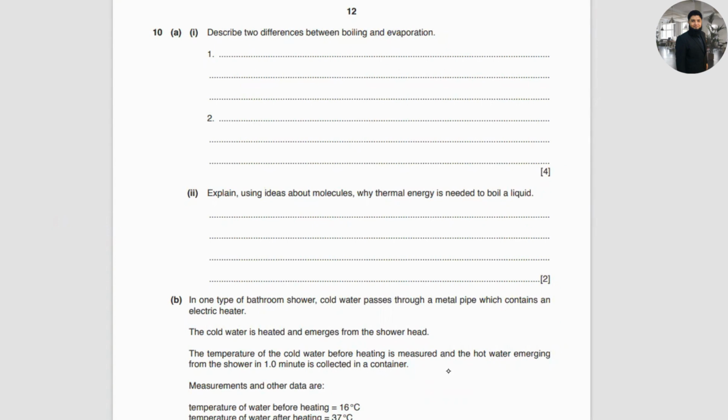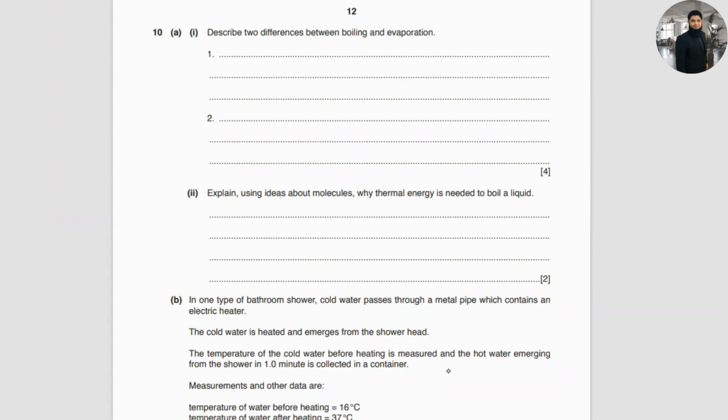temperature. Now, boiling occurs within the liquid, and evaporation can cause, you can say, cooling effect also by wind. अगर आप point 2 को ये लिखना चाहते हैं कि boiling occurs within the liquid, whereas evaporation occurs only at the surface of the liquid. ये भी लिख सकते हैं.